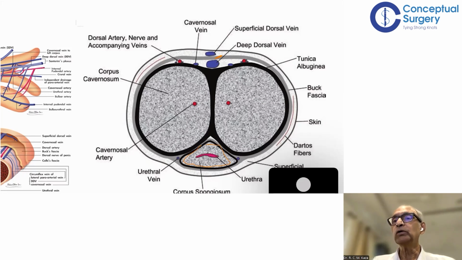So these are two important venous structures, separated by Colles Fascia. On either side, you have the dorsal artery, nerve, and accompanying veins. And why is this important?